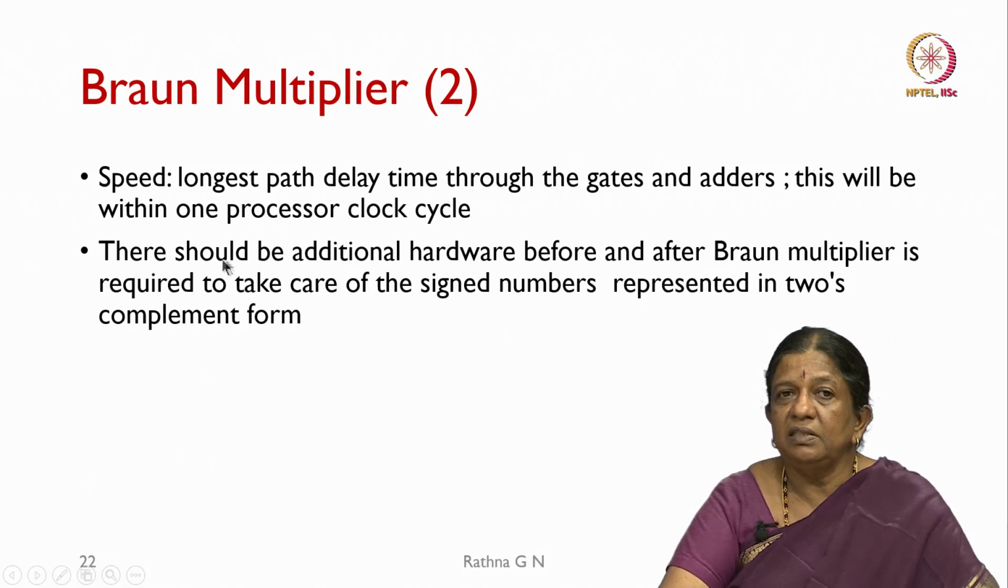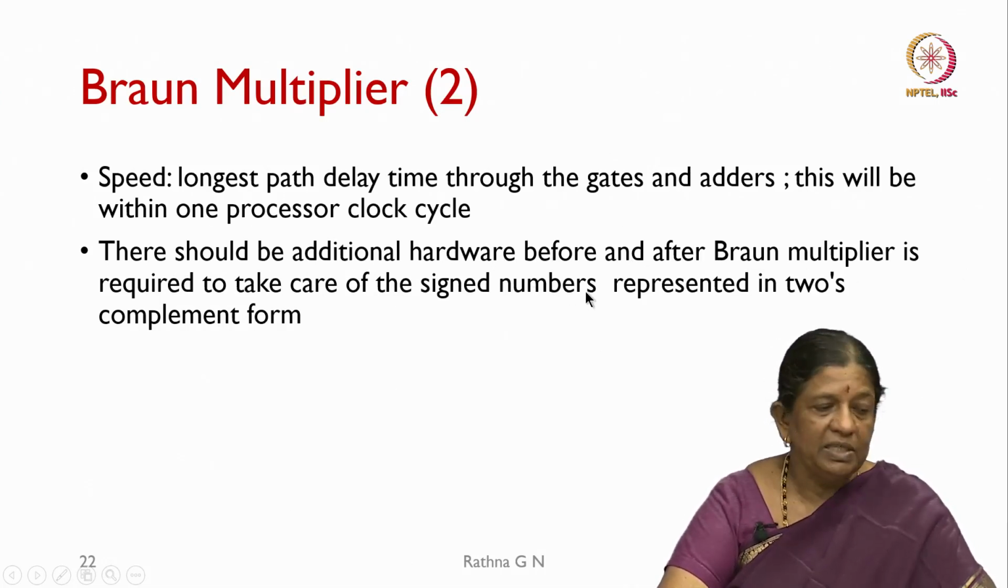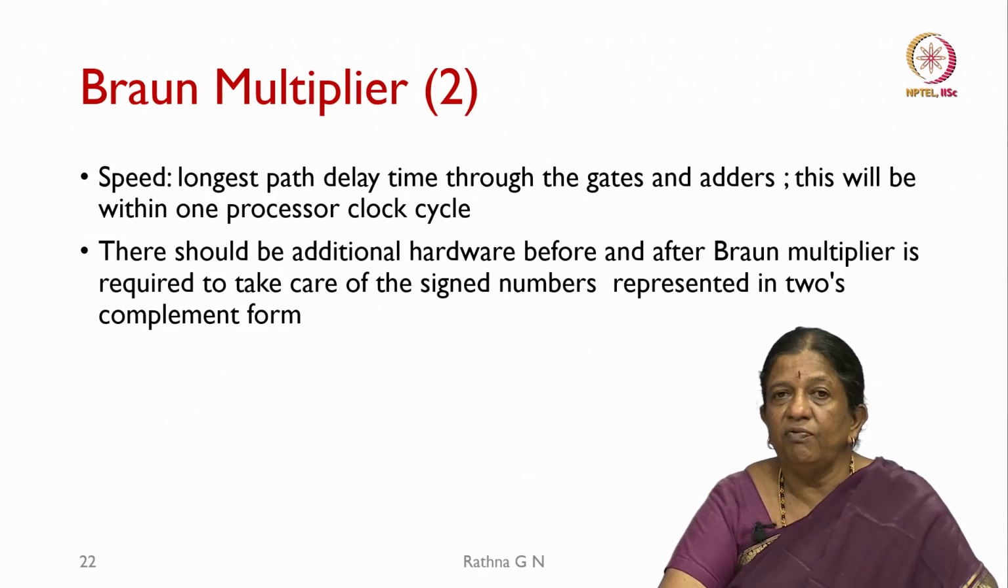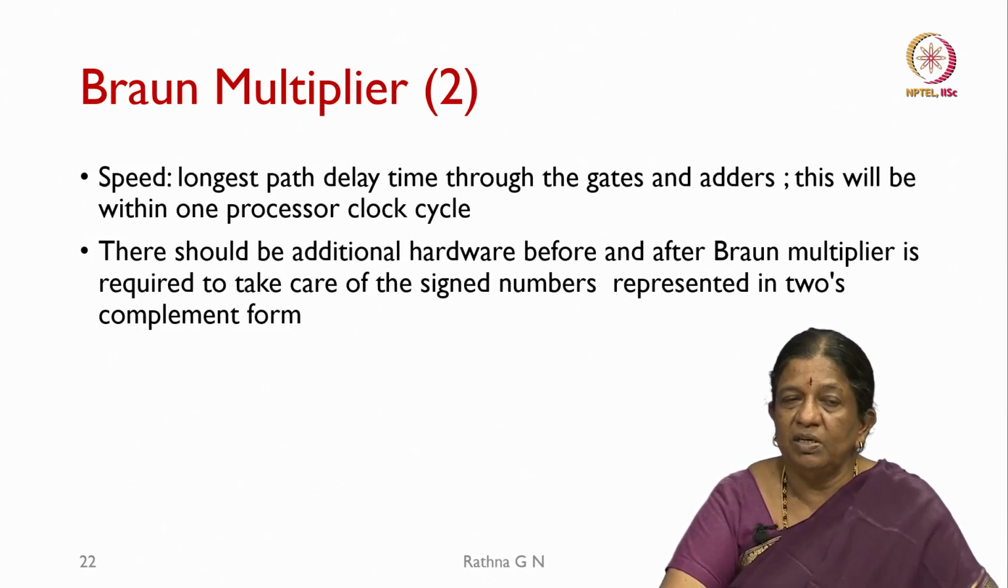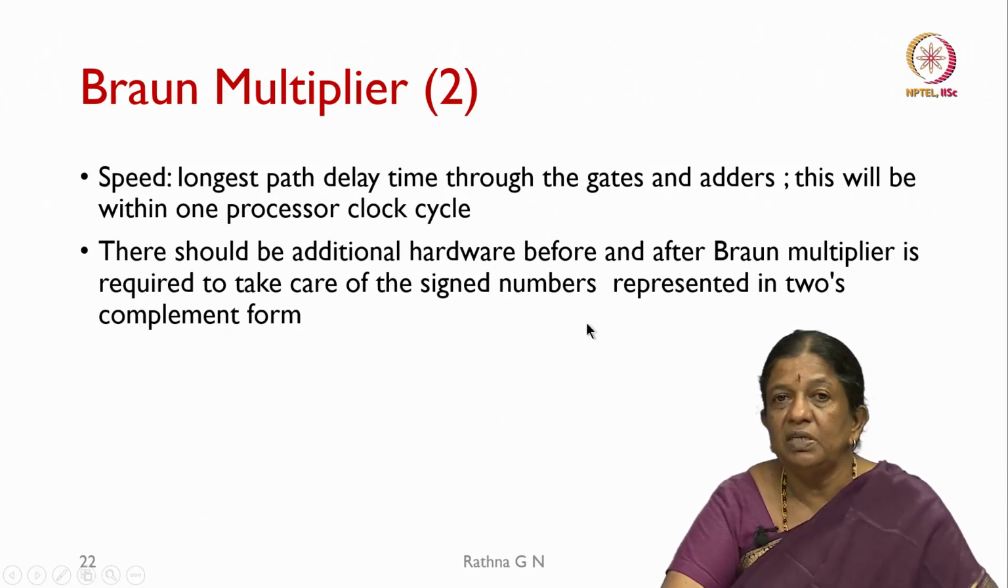There should be additional hardware before and after the Braun multiplier to take care of signed numbers, because we took it as an unsigned number. As we did in signed multiplication, if one of the numbers, or both of them, are negative, then we have seen that we have to do the 2's complement. This is the hardware which is required before we do the multiplication for signed numbers.